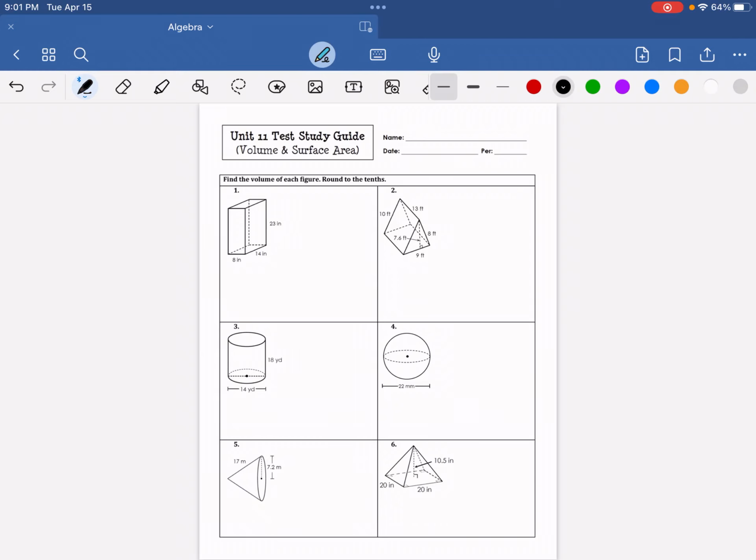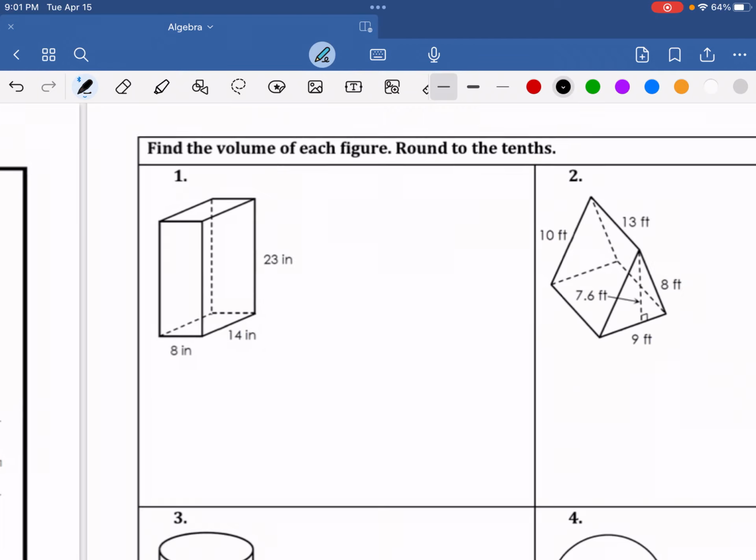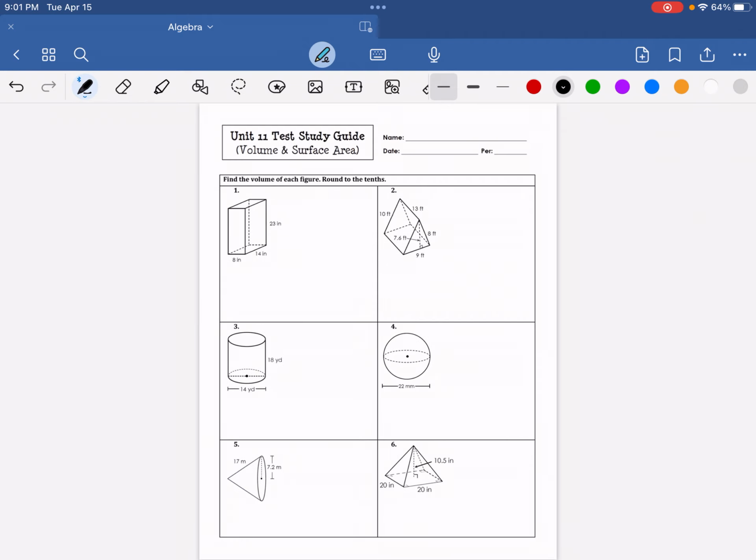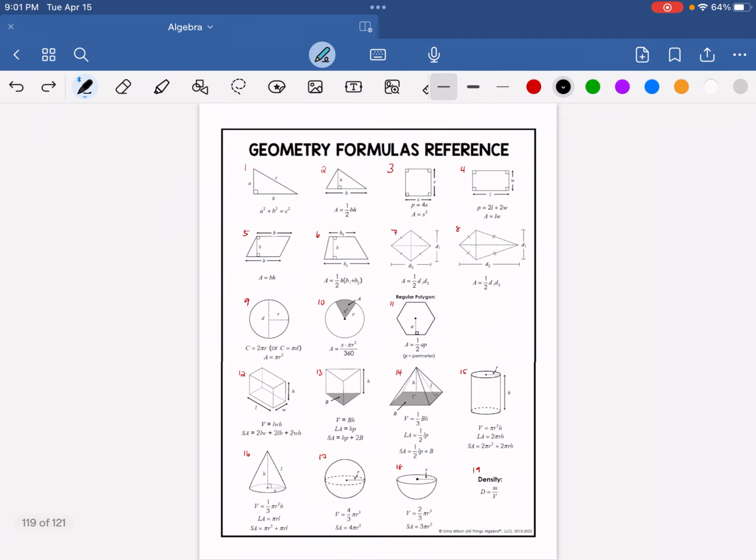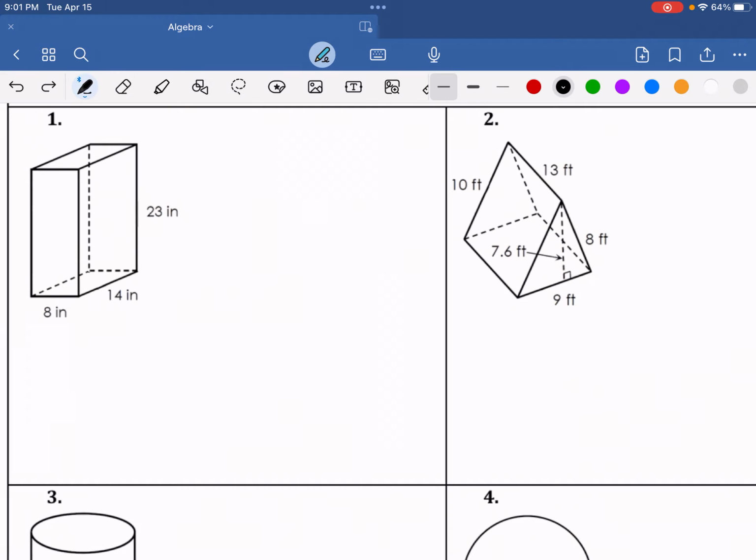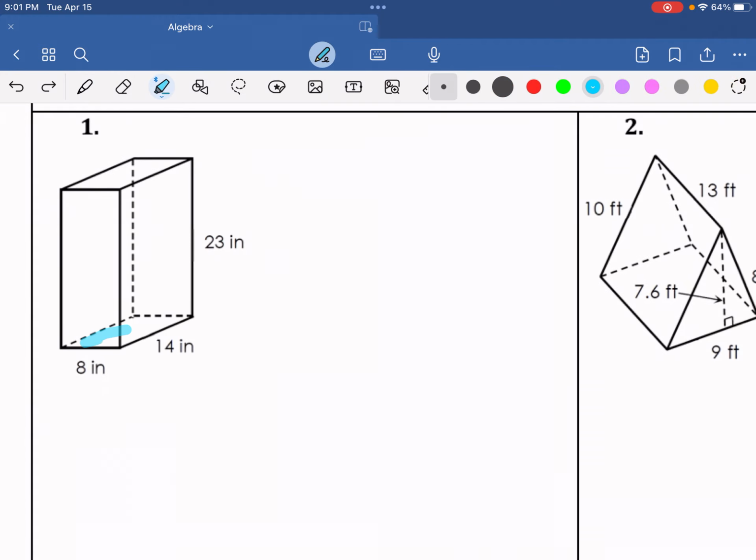Okay guys, so this is review day 2 and it is volume. We are finding the volume of what looks like a box. So that would be, we are using from the bottom, number 12. Volume is length times width times height. So basically you have to find the area of the base.